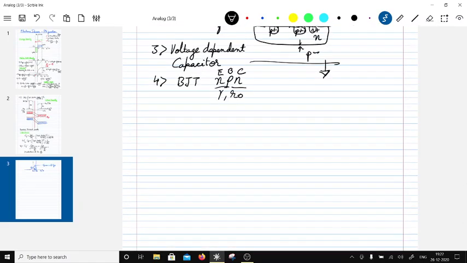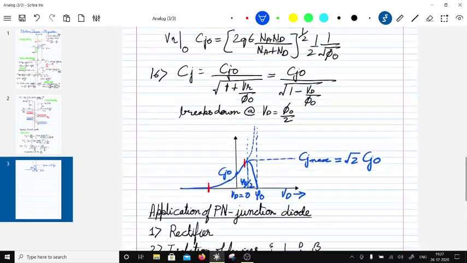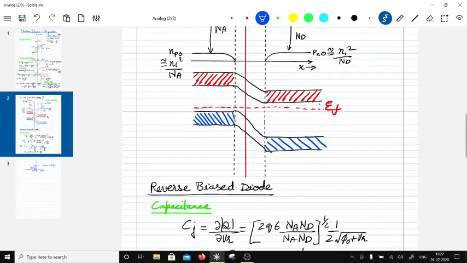Okay, so let's talk about breakdowns. Diode breakdown. So why does the breakdown occur? We go back to this one. If I apply a reverse bias, what's going to happen is this is going to still go down and this is going to go up.